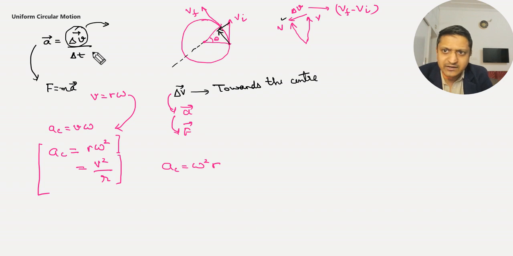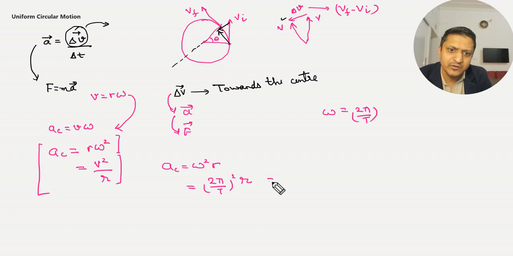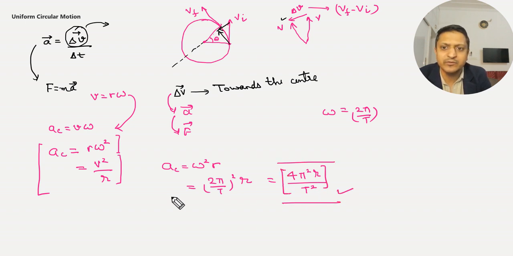Omega we have already discussed: omega is 2 pi by T. So you can put it here. It would be 2 pi by T whole square, times r. So it will become 4 pi square r by T square. This formula is given in your book. This is also an important formula. These are all very important formulas.